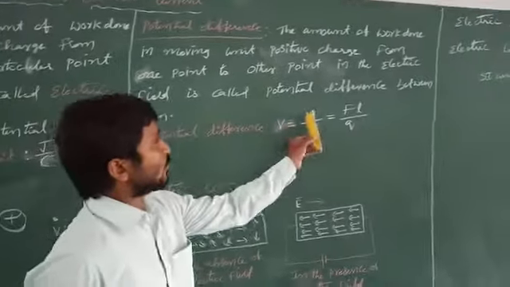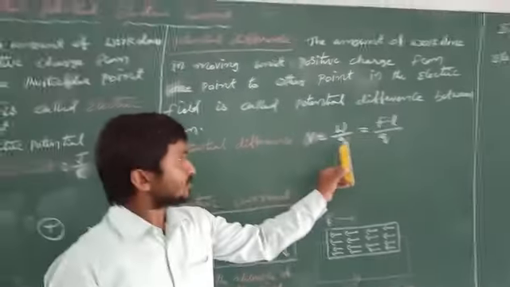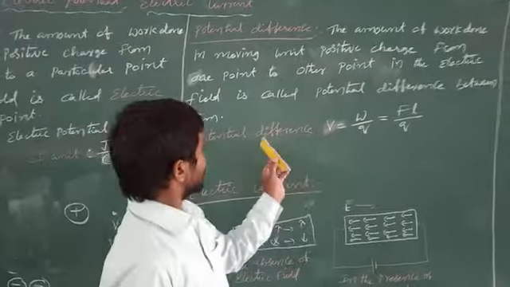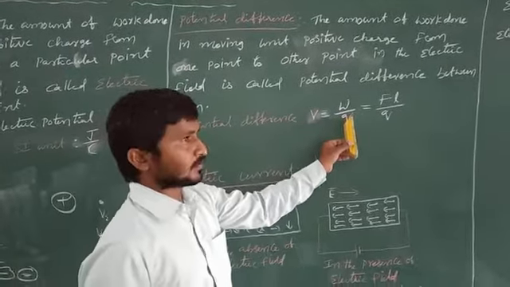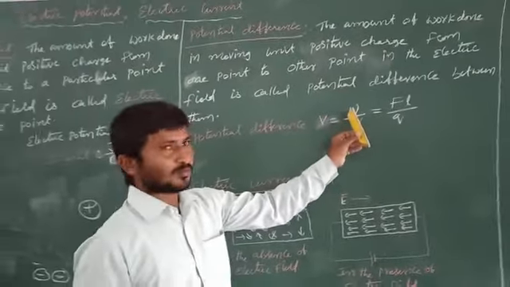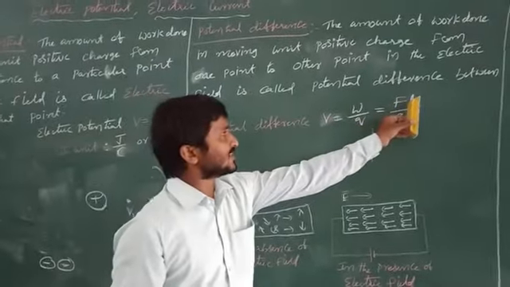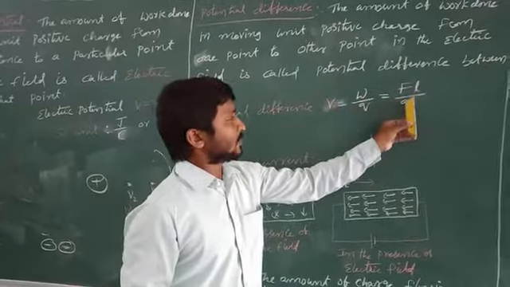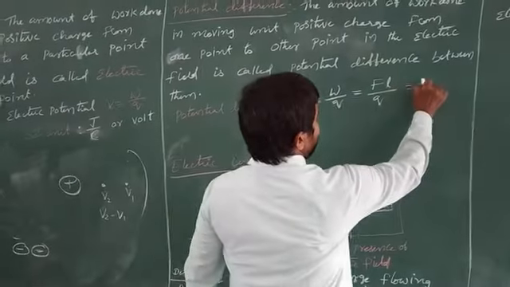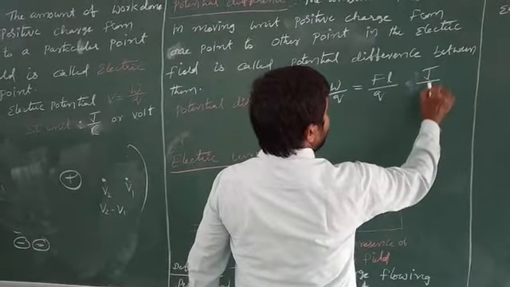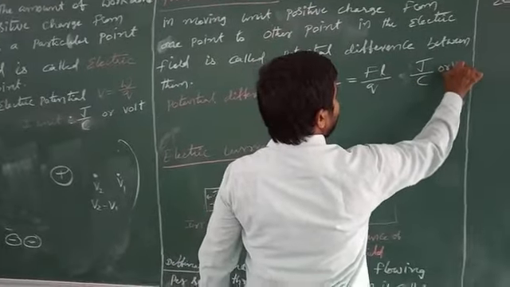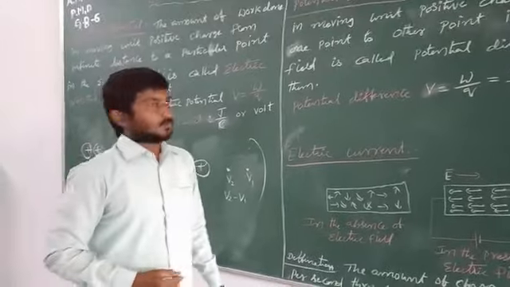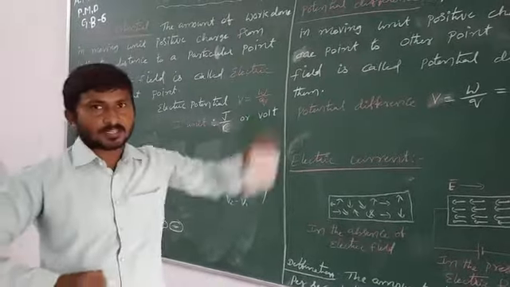Suppose W is the amount of work done in moving the charge Q between 2 points. Then electric potential difference V equals W by Q. W equals work done, force into displacement. Suppose L is the distance between 2 points. Then the potential difference will become FL by Q. And the units are the same. Work done is joule, charge is coulomb, so the unit is joule per coulomb, or volt. The unit is volt. That is about potential difference.